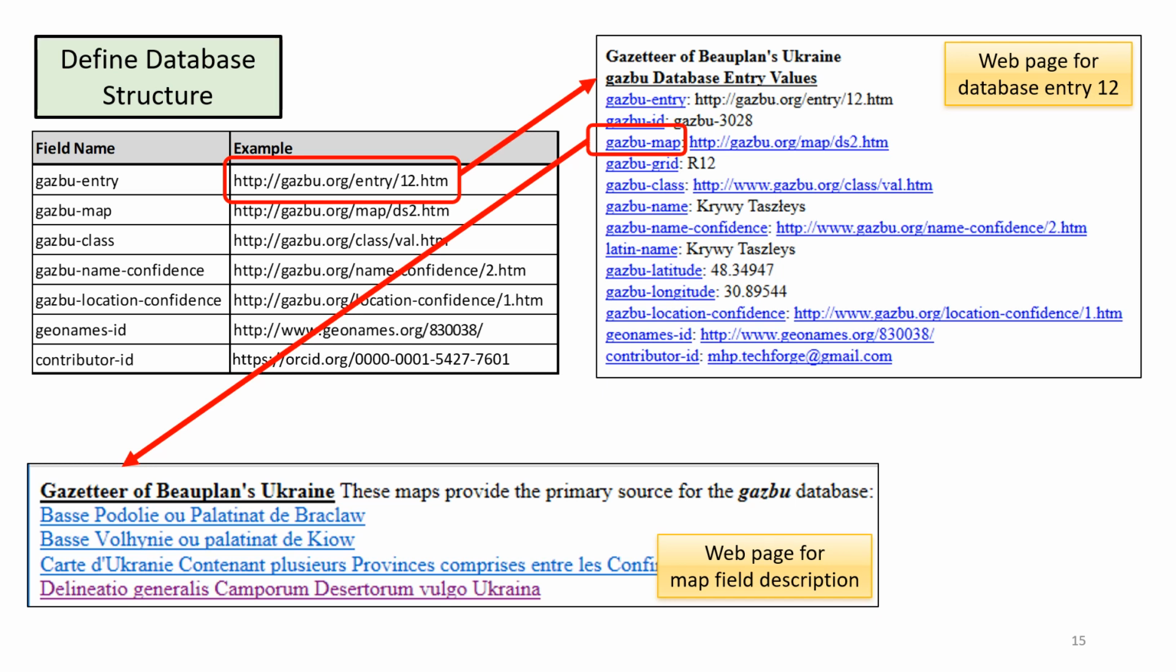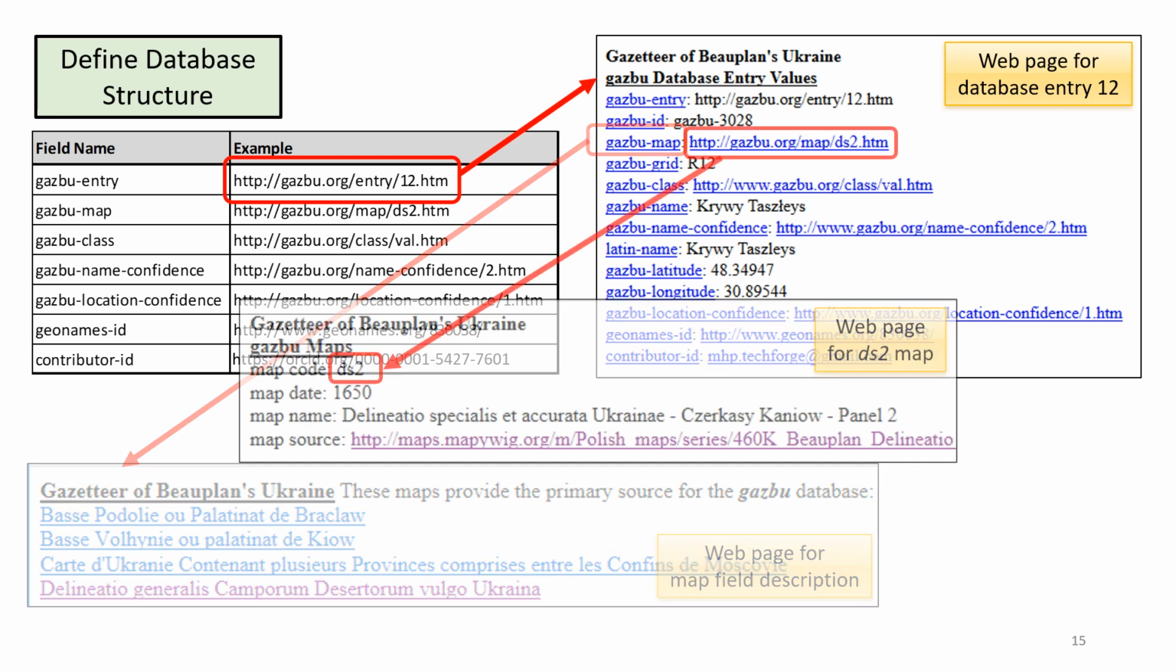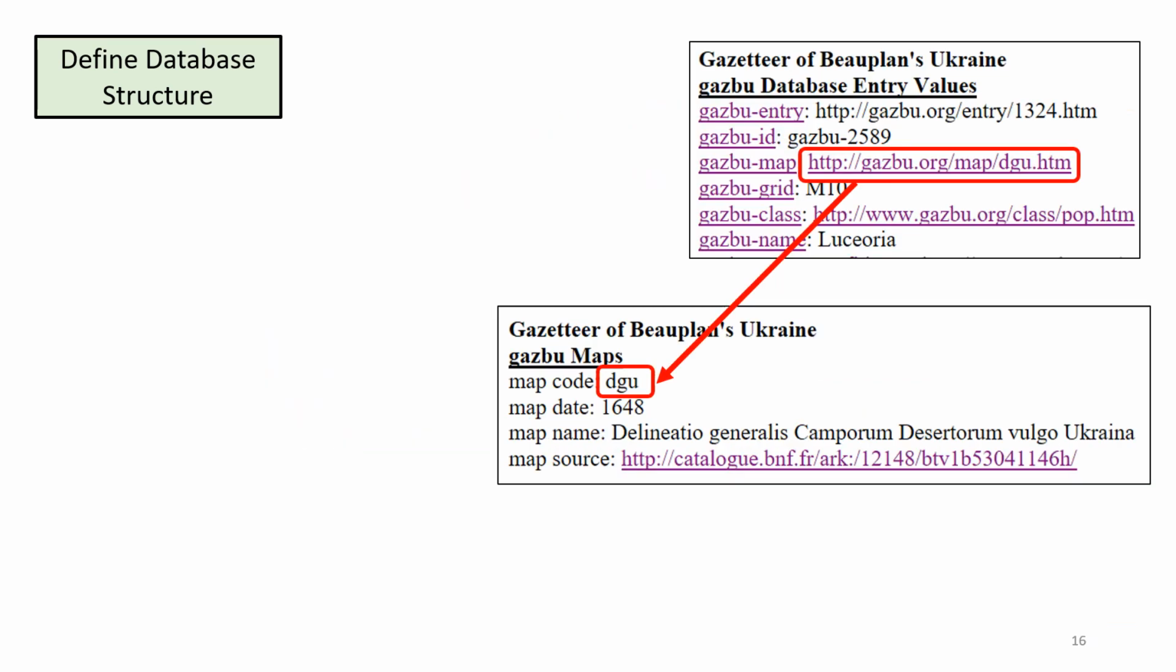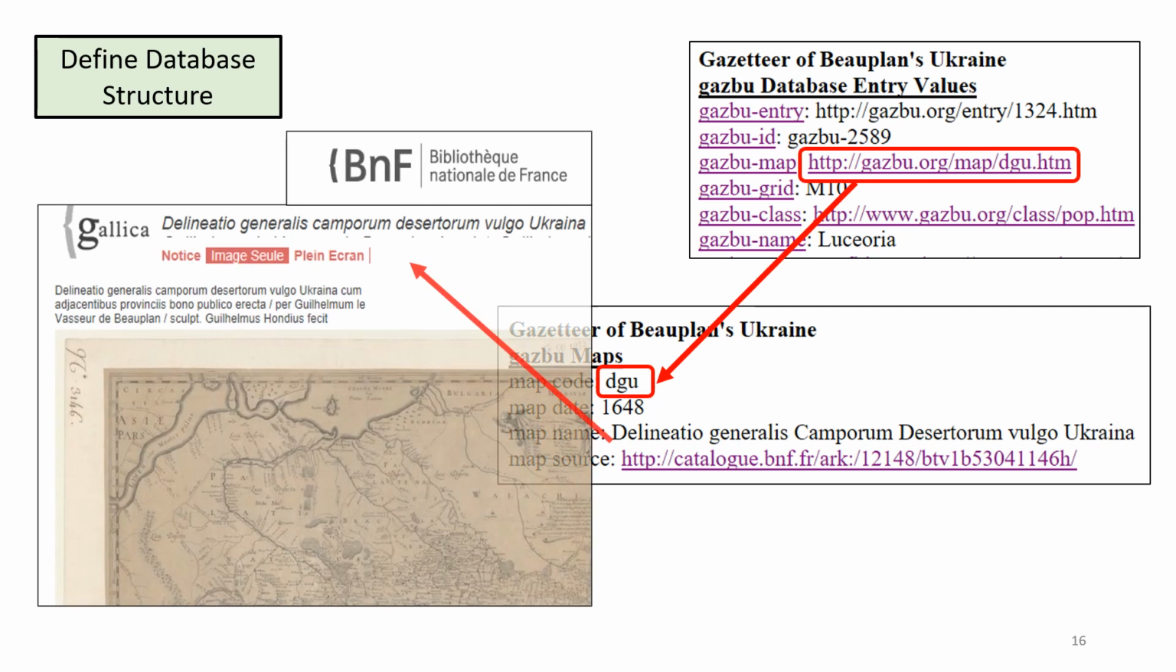The field names shown on the entry web page link to pages containing information about each field. For example, here is the web page describing the map field. For this example, the map field value links to a page for the particular map on which the entry can be found, which in turn links to an online digital version of the actual Beauplan map. Here is an example of a database map field link to an actual digital online copy of one of the Beauplan maps where this particular database entry can be found. This map can be found at the National Library of France.